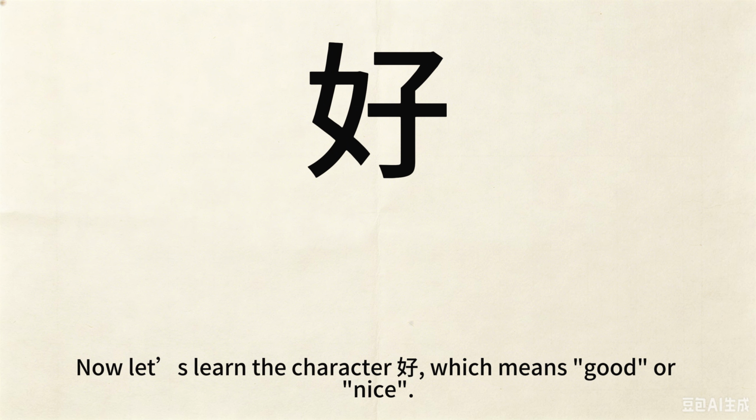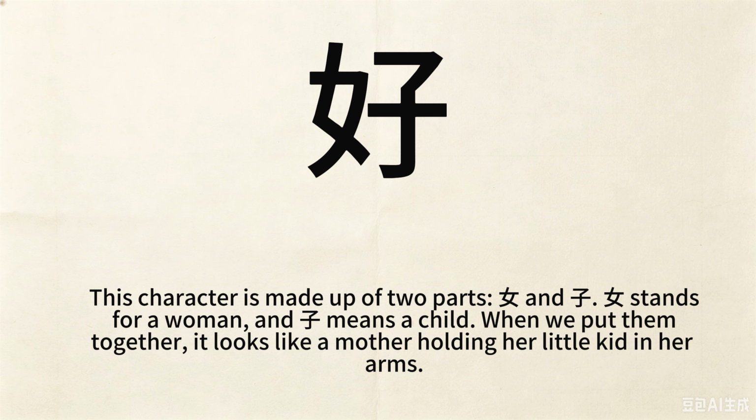Now let's learn the character 好, which means good or nice. This character is made up of two parts, 女 and 子. 女 stands for a woman, and 子 means a child. When we put them together, it looks like a mother holding her little kid in her arms.